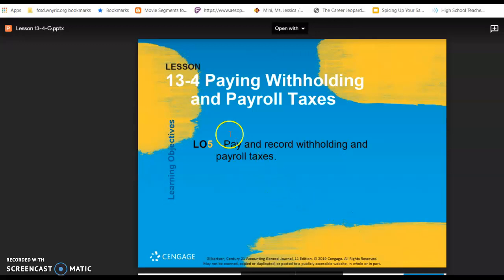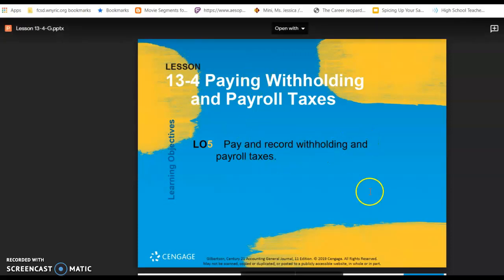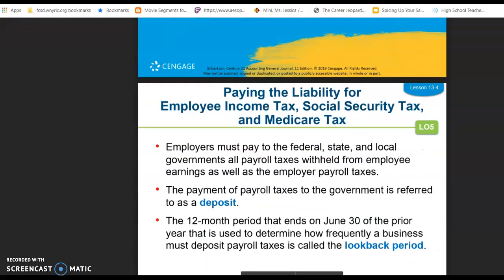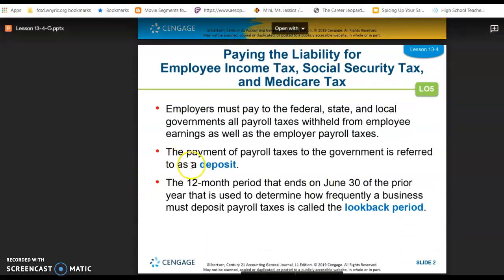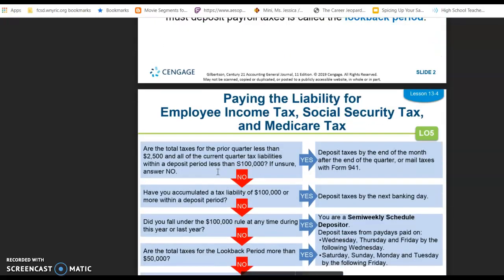This is going to take us through lesson 13-4, paying withholding and payroll taxes. So this is the PowerPoint that goes with the lesson that's in Google Classroom. And a couple of new terms here. The main one is a deposit, which is the payment of payroll taxes to the government. And it gives us a chart.